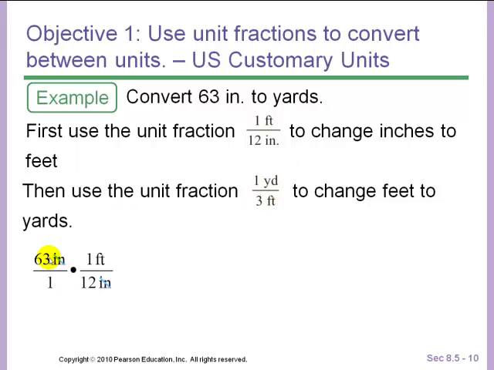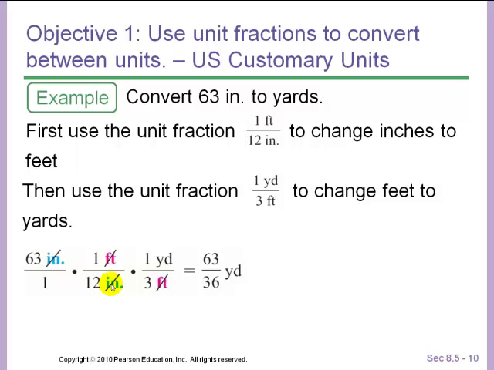So we start with our 63 inches and our 1 foot over 12 inches. That cancels the inches out for us. Then we're going to bring in the 1 yard over 3 feet. That will cancel the feet for us. So we started by canceling our inches, and then we canceled our feet. Notice how I divided out my units, the inches and the feet, and that leaves me with yards, which is the units I wanted. And now we just multiply across.